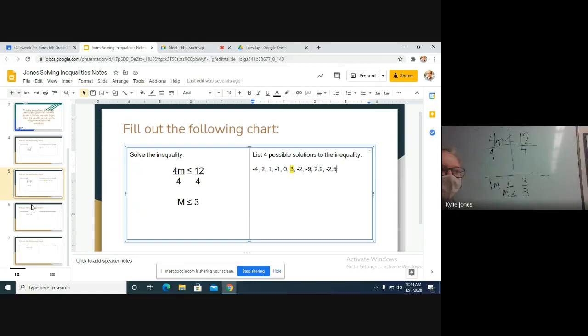Just now. So, slide number 6. Also, on this slide, I highlighted the 3 just so that you keep in mind that the 3 is a possible solution. So 3, it can be equal to 3 or less than it. So I highlighted 3 as a possible solution. Okay? Let's look at slide number 6.